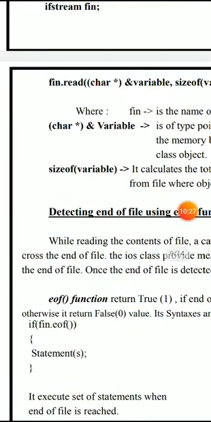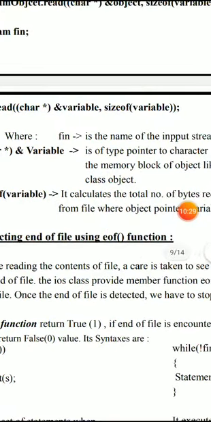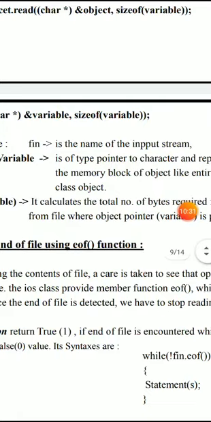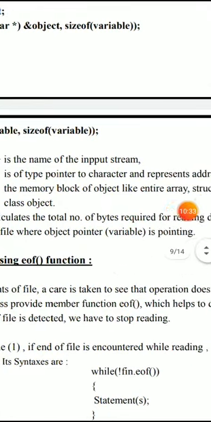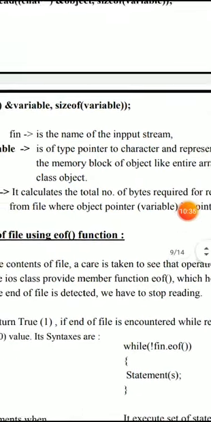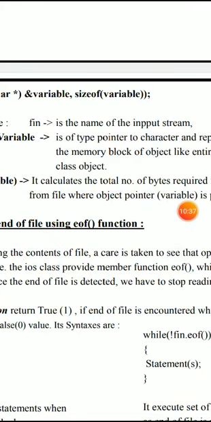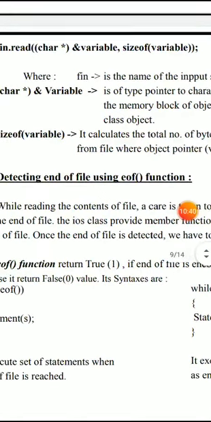Now, as usual, char star and variable is a type of pointer to character, and it represents the address of a memory block where the record contents are placed. Next, sizeof variable will calculate the total amount of memory space that is occupied by the record for its storage within the specified file.